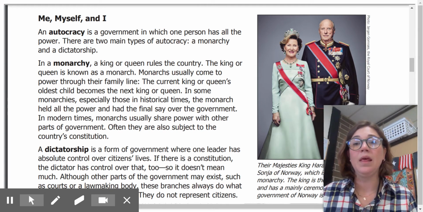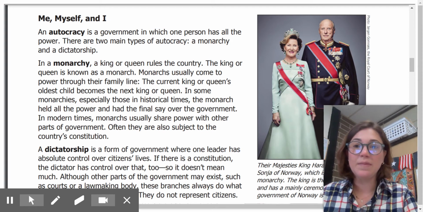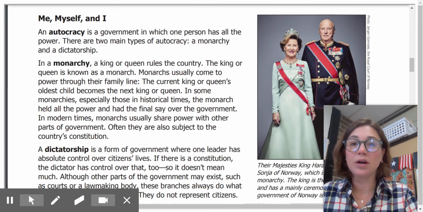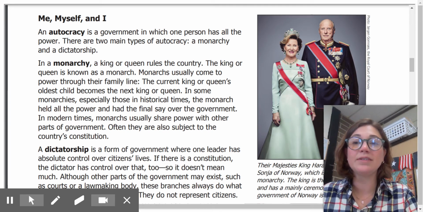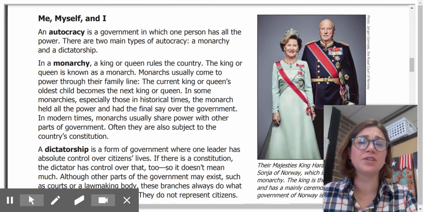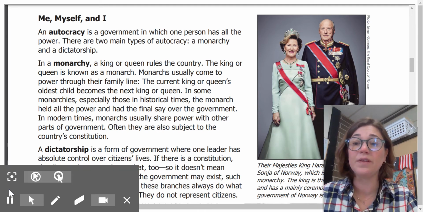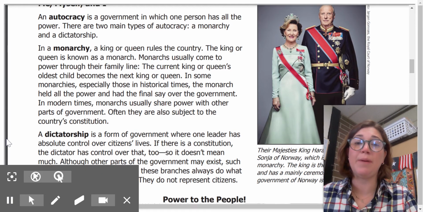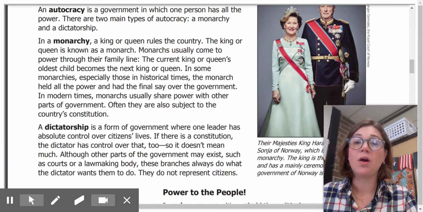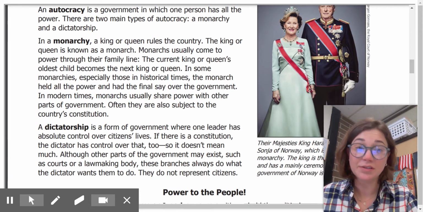In a monarchy, a king or queen rules the country. The king or queen is known as a monarch. Monarchs usually come to power through their family line. The current king or queen's oldest child becomes the next king or queen. In some monarchies, especially those in historical times, the monarch held all the power and had the final say over the government. In modern times, monarchs usually share power with other parts of the government. Often they're subject to the country's constitution.